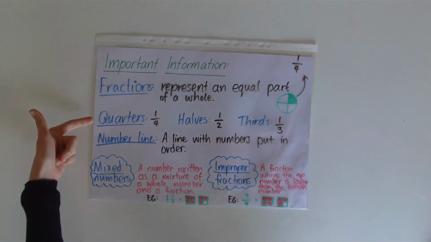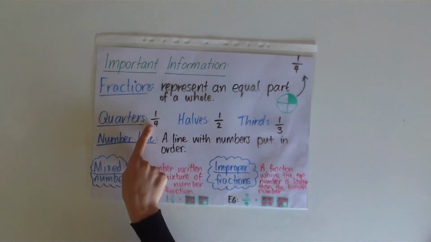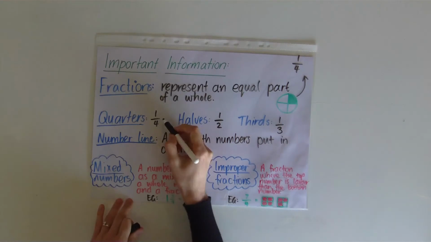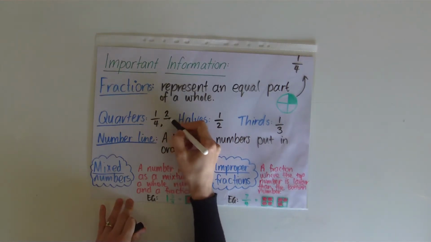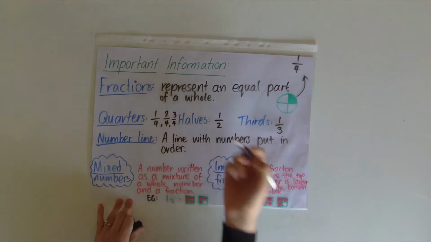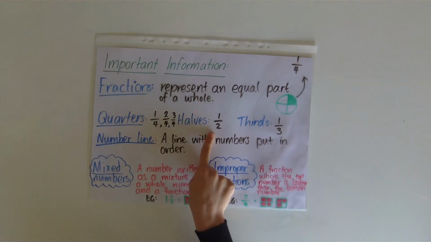And then we're looking at quarters. A quarter is represented like this as a fraction, 1 over 4 or 1 quarter. Another example could also be 2 quarters, 3 quarters and so on. Halves, just 1 over 2, that is a half.